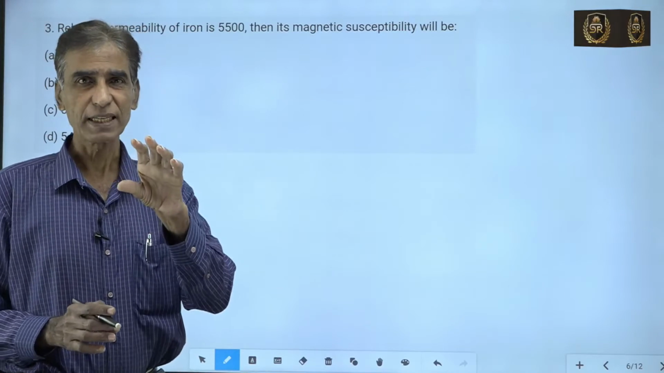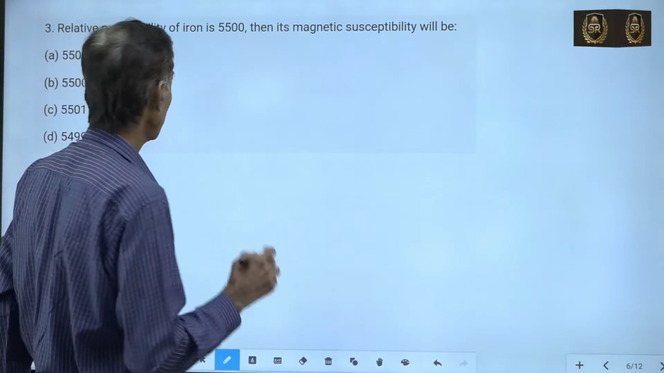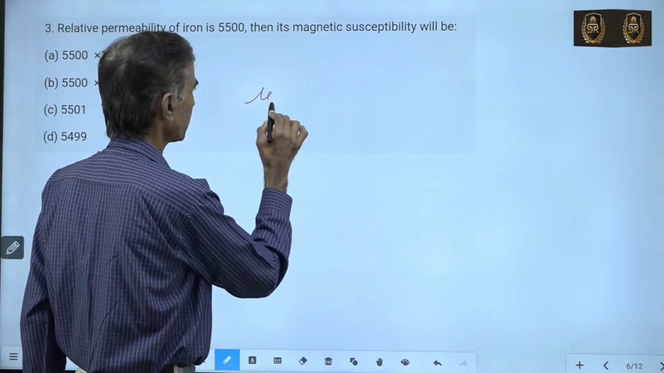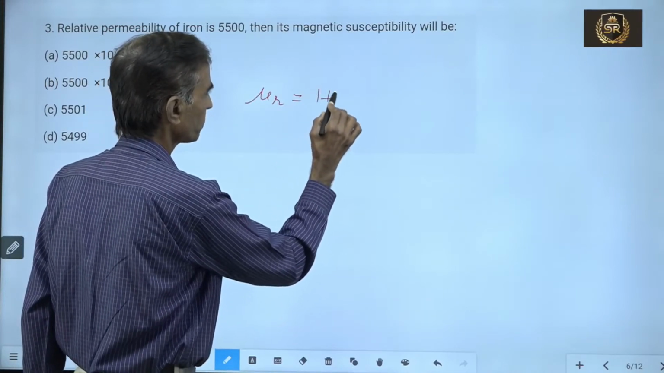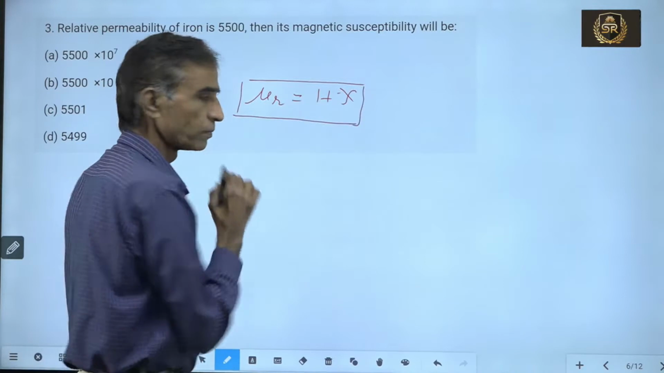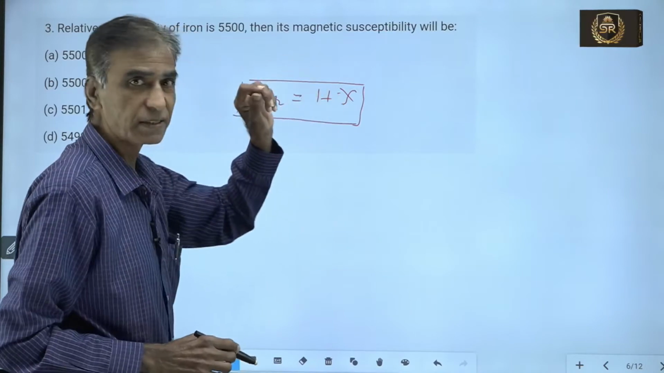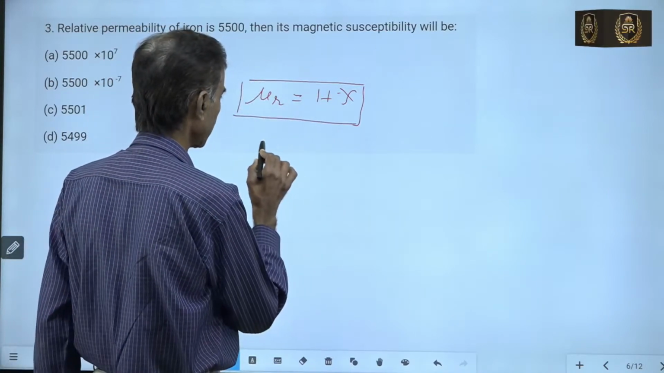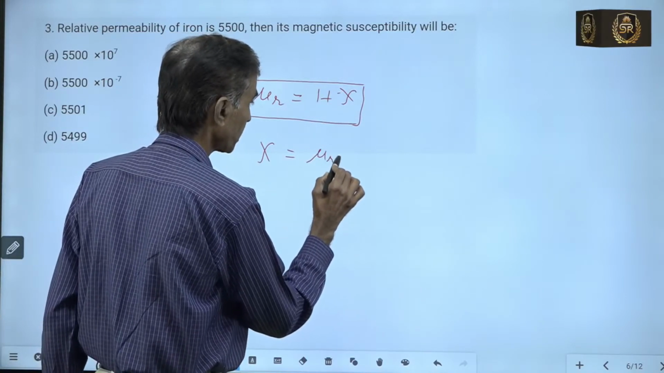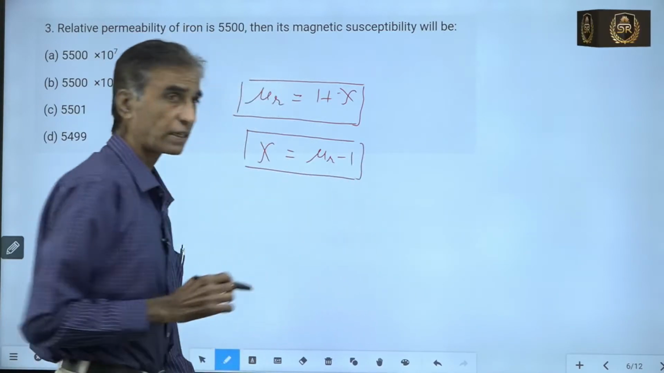so in magnetic material, what is the formula where we find the magnetic susceptibility? We have mu r is equal to 1 plus xi. This is a formula we have already, isn't it? So what do we have to calculate now? We want to calculate magnetic susceptibility. From this relation we can say magnetic susceptibility equals mu r minus 1.